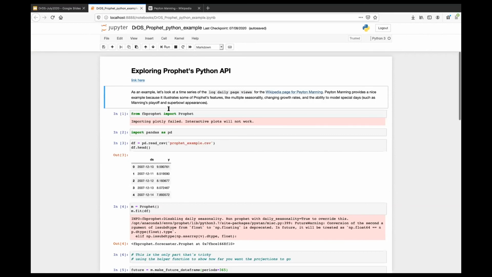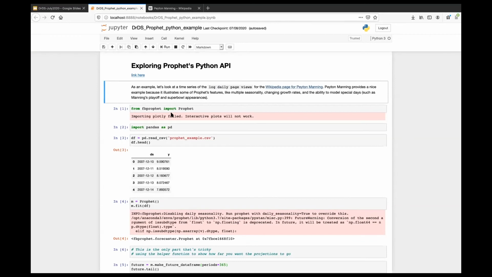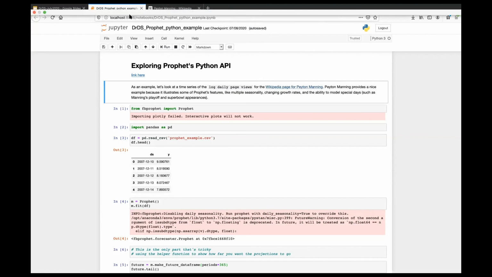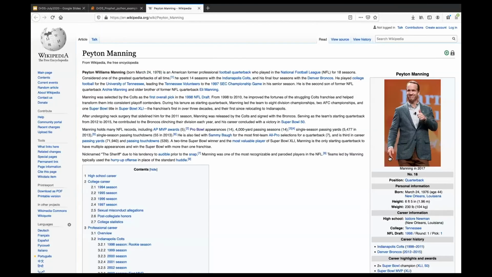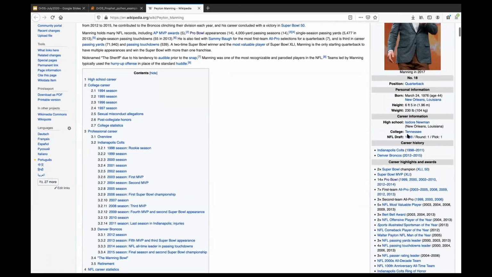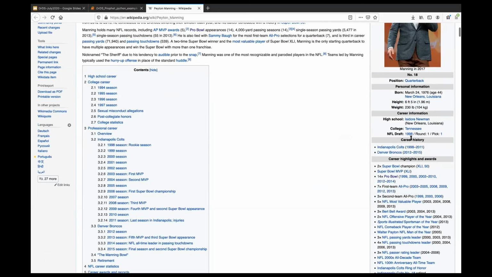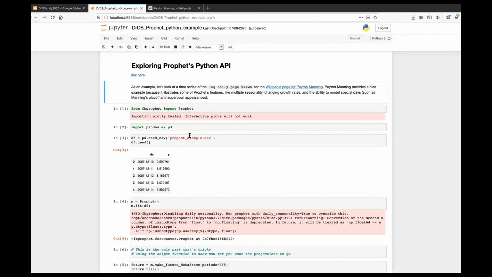So, okay, this is the Prophet Python API. In the example they have in their quick start, they use this Wikipedia page for Peyton Manning. I'll just show you this page really quickly. So Peyton Manning is an NFL star. If you look at his career, he was drafted to the NFL a while back, and he played for the Colts and the Broncos up to about 5 years ago, right? So what they've done is they have a data set where they have the log daily page views, and the idea is that it would be able to show things like the trend and the seasonality quite easily.